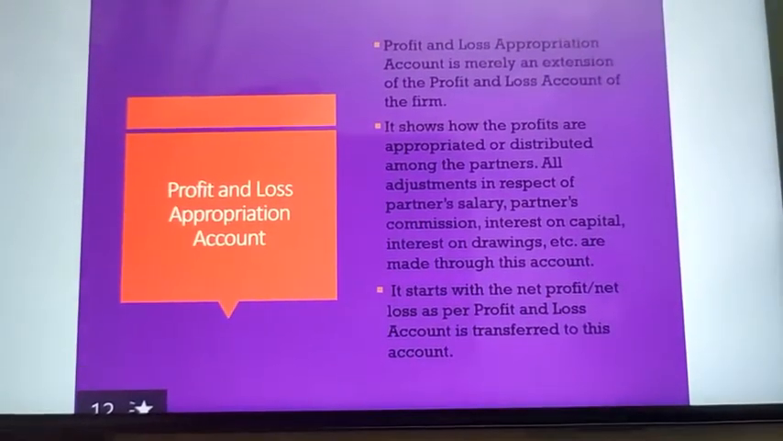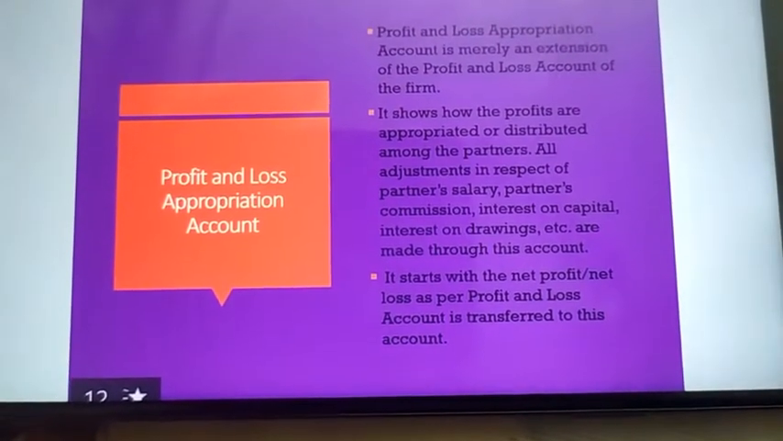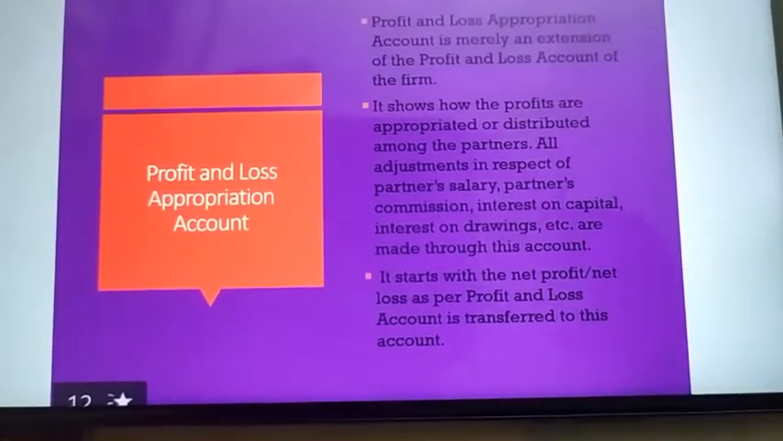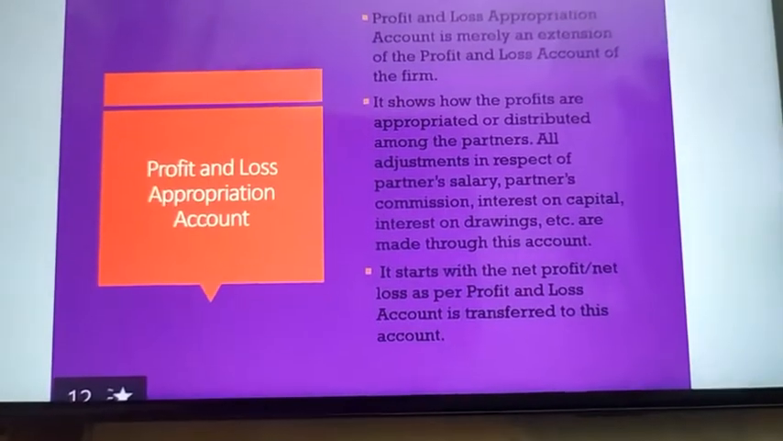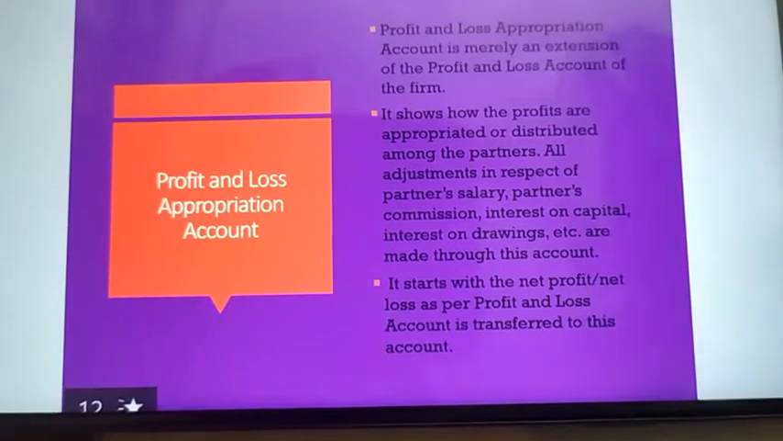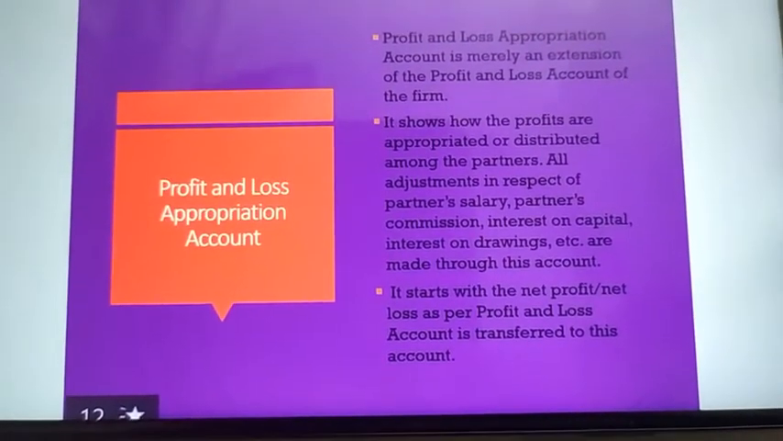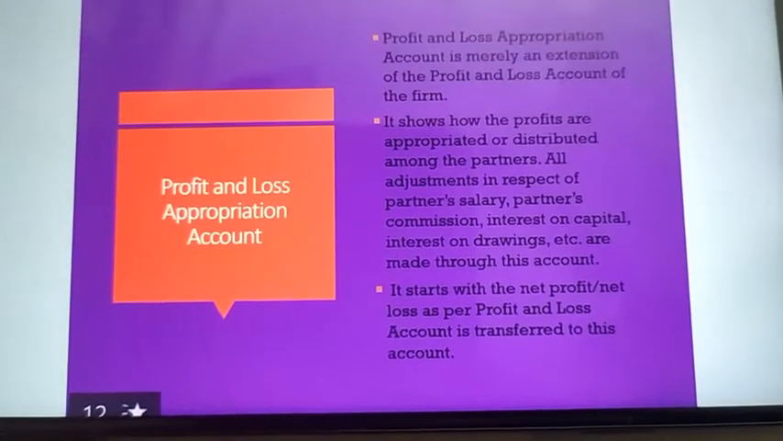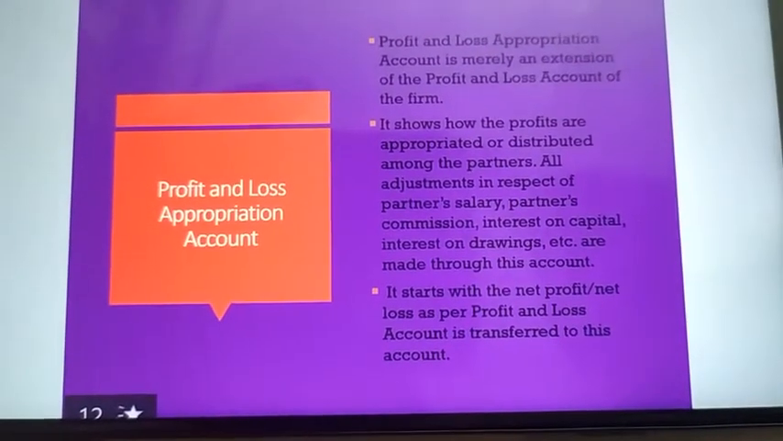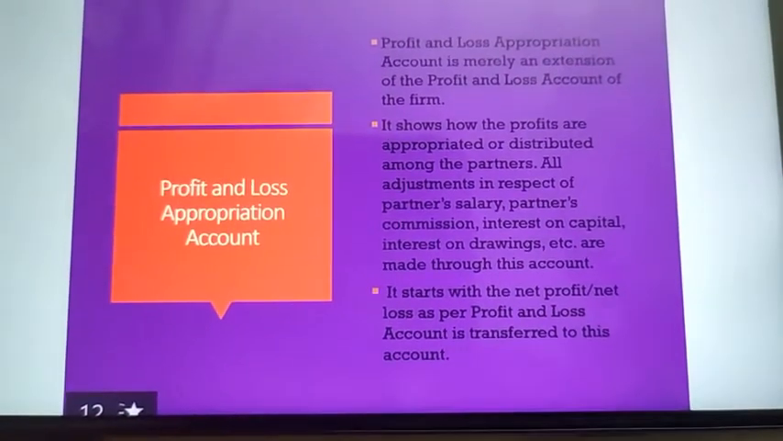In sole proprietorship, the profit and loss account results in net profit or net loss, and that net profit was added to the proprietor's capital in the balance sheet, isn't it? Or if there's a net loss, it was deducted from the proprietor's capital. But partnership is not the same as sole proprietorship. In partnership, there is more than one person who is an owner of the business.